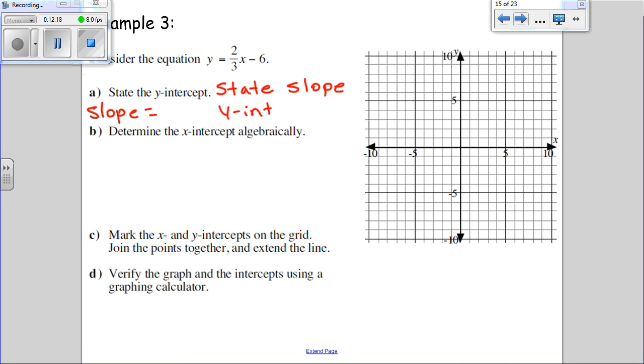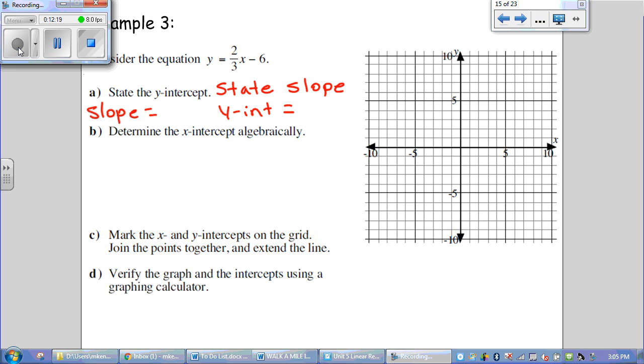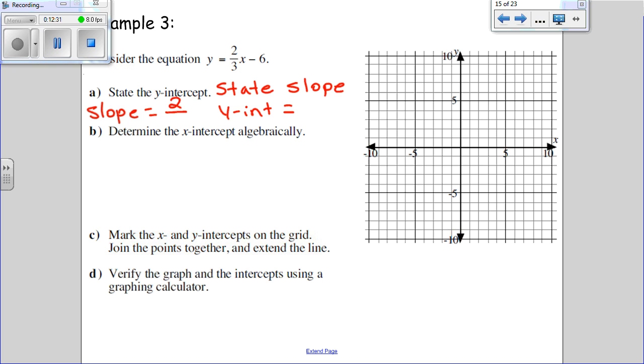This is in slope-intercept form, right? Y equals mx plus b. Definitely looks like it's in that form. The slope is m, which is 2 over 3. And the y-intercept is b, which is negative 6.